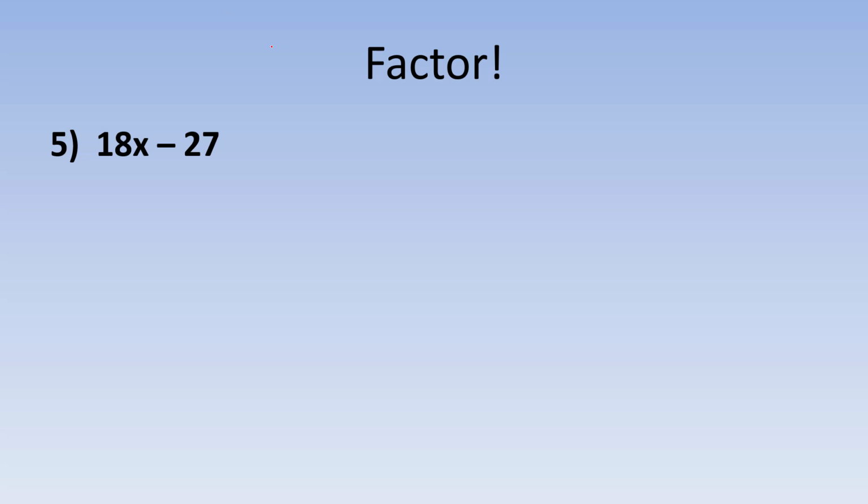All right, welcome back. 18x minus 27. We should have determined that our greatest common factor was 9. 9 goes into 18 2 times. 9 goes into 27 3 times.